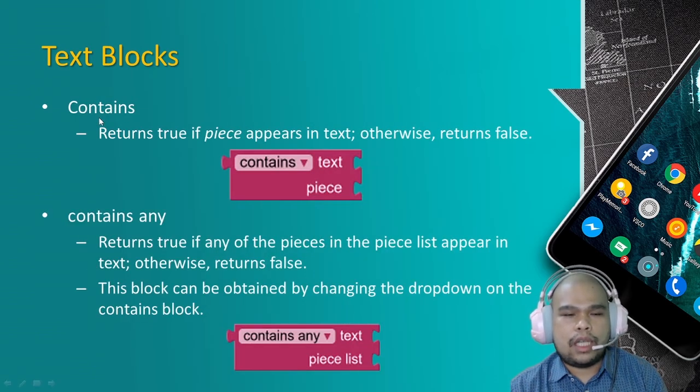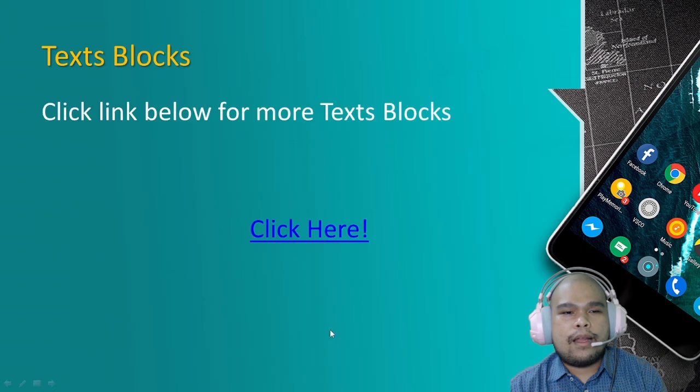Okay, contains, no, this is a block or a function that returns true if a piece of text appears, otherwise it returns false. So, contains any. So, return true if any of the pieces in the piece list appears in text. Otherwise, it returns false. So, by changing this block can be obtained by changing the drop down on the contains block. So, let's say, and this one. You can select this one.